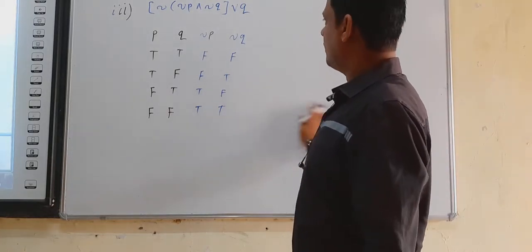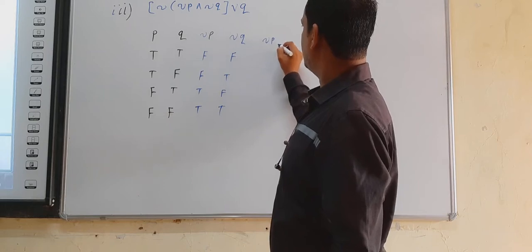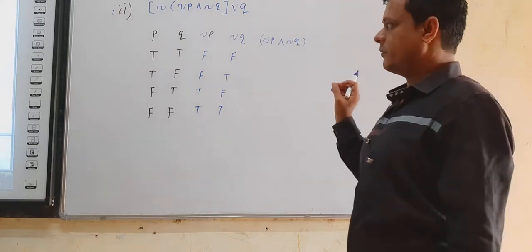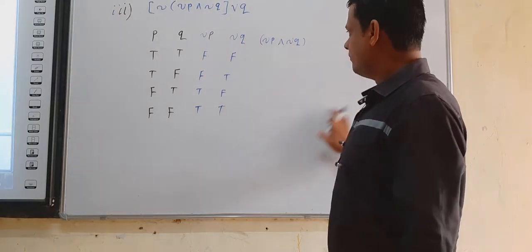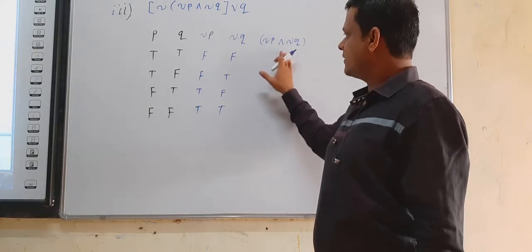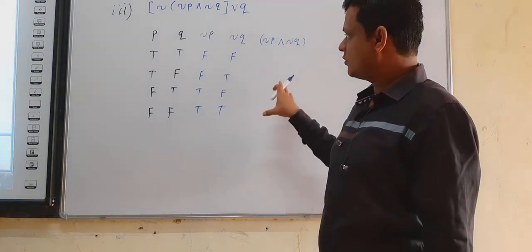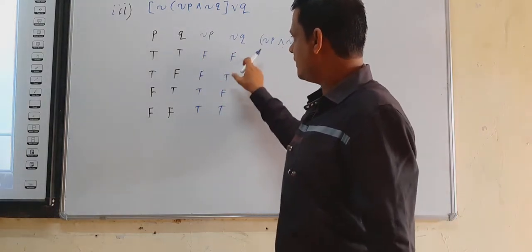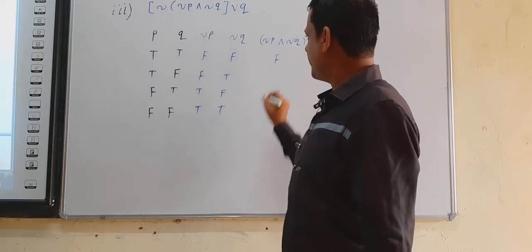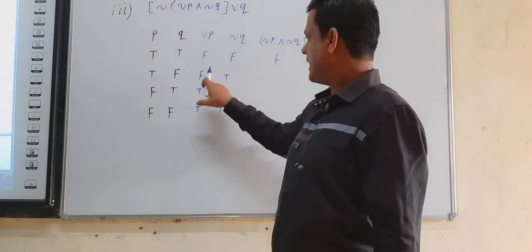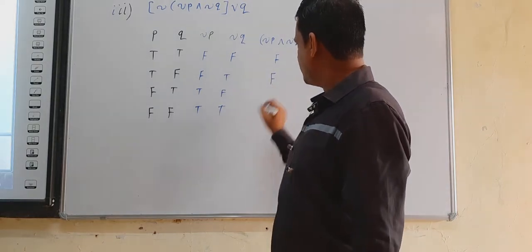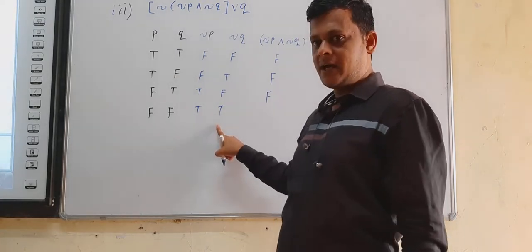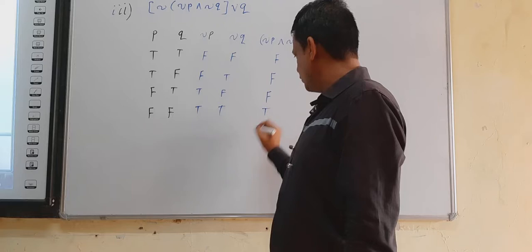Now we prepare the column for the conjunction, negation P and negation Q. In conjunction, if both the statements are true, then only its result is true, otherwise false. Here both the statements are not true, therefore its truth value is F. Both the statements are not true, therefore F. Both are not true, therefore F. Both the statements are true, therefore its conjunction is true.